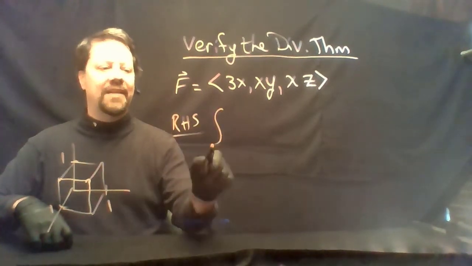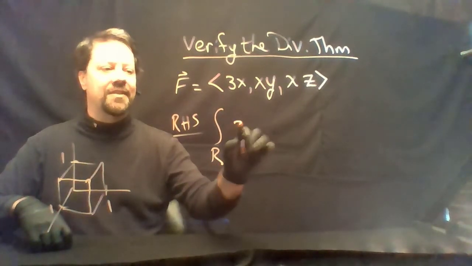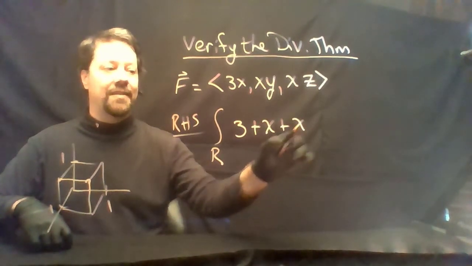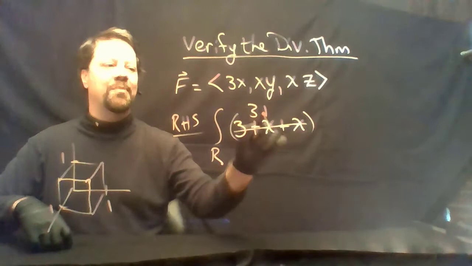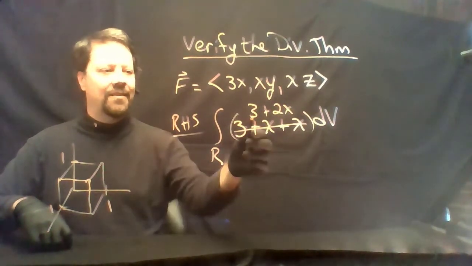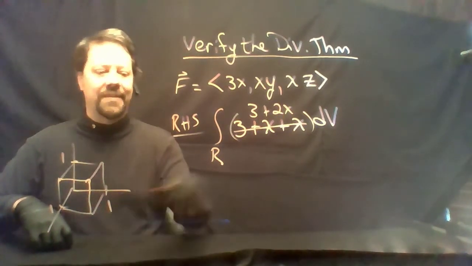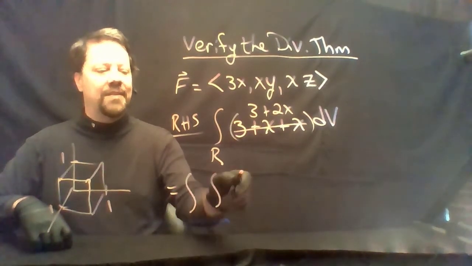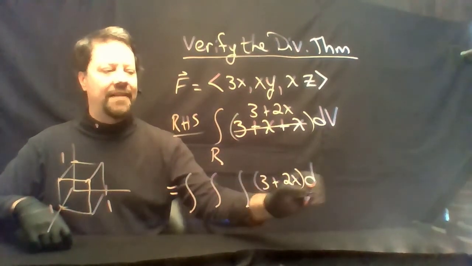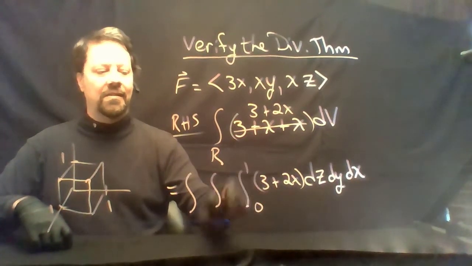On the right-hand side, we integrate over the solid region the divergence. The divergence is 3 plus x plus another x. That's 3 plus 2x up against a volume element. We get 3 times the volume plus the sum of these x's times 2 across the region. Let's set up the limits of integration. We'll have dz, dy, dx, all going from 0 to 1.